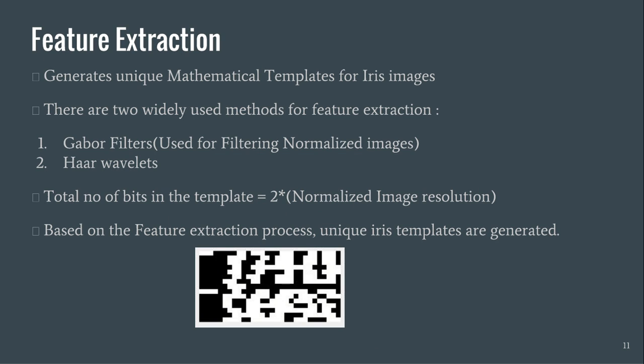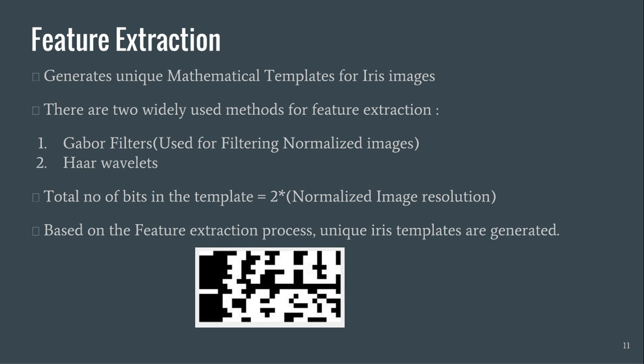Third stage is feature extraction, which basically helps you in generating unique mathematical templates for iris images, which are nothing but the codes. For iris, there are 2 widely used methods for feature extraction. One is Gabor filters, which I have used, and another is Haar wavelets. It is by the way also helpful in enhancing the sharpness of your normalized iris image.